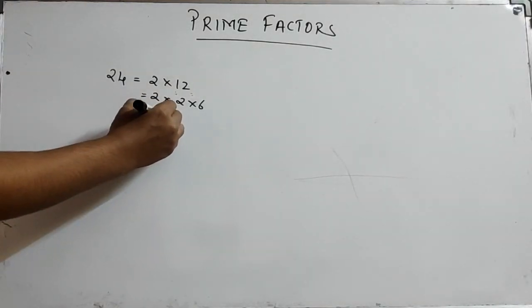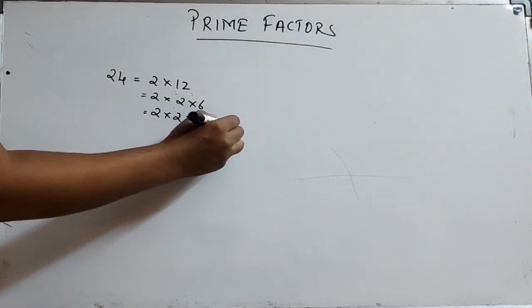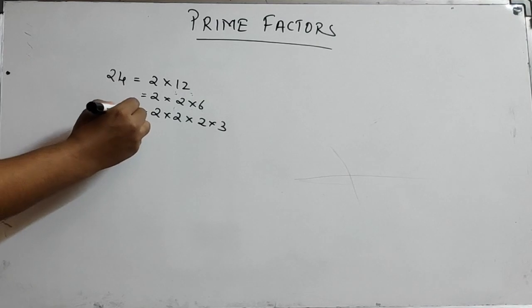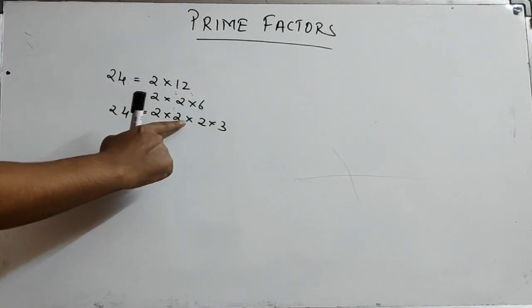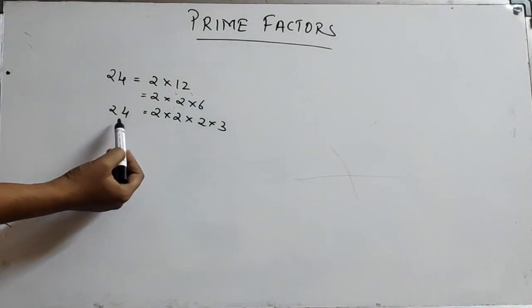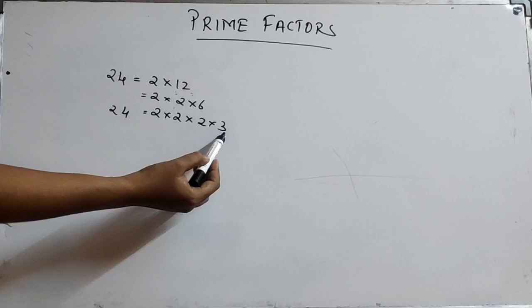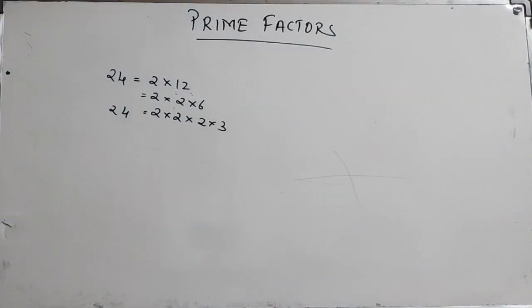So this 24 becomes 2 multiplied by 2, and this 6 becomes 2 multiplied by 3. So 24 can be written as 2 into 2 into 2 into 3. If you multiply, you'll get the answer as 24. Look at this: 2 2s are 4, 4 2s are 8, 8 3s are 24.